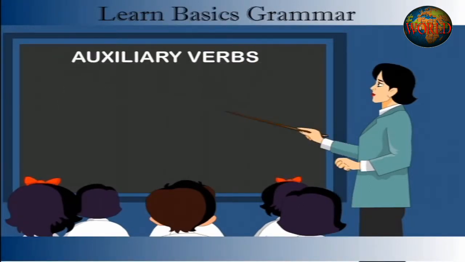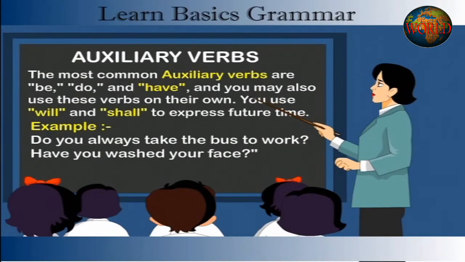Auxiliary verbs. The most common auxiliary verbs are be, do, and have, and you may also use these verbs on their own. You use will and shall to express future time. For example, do you always take the bus to work? Have you washed your face?